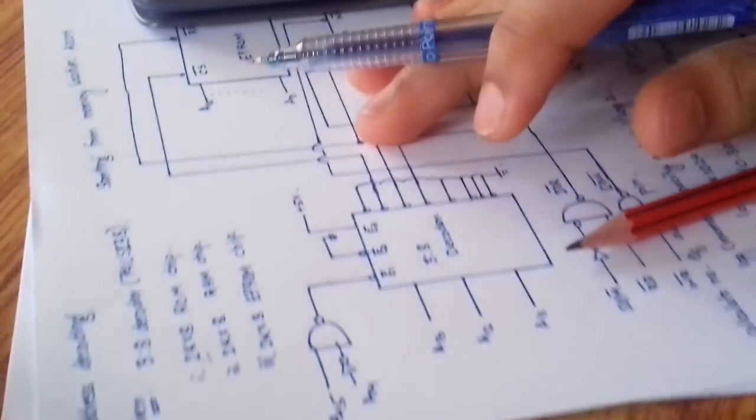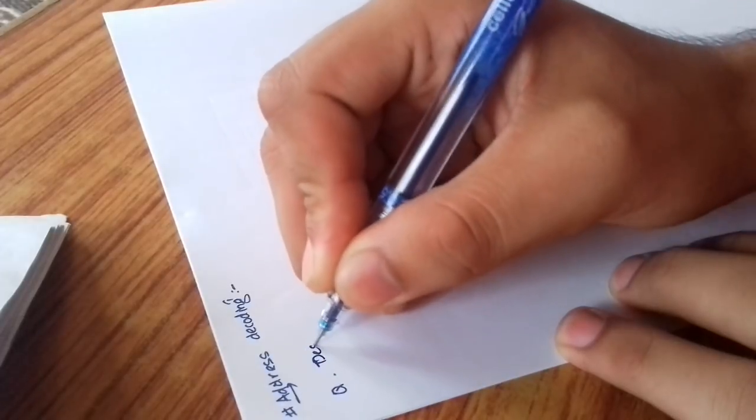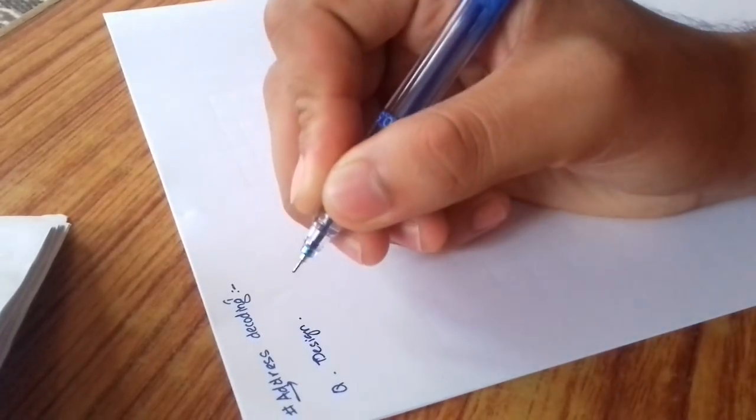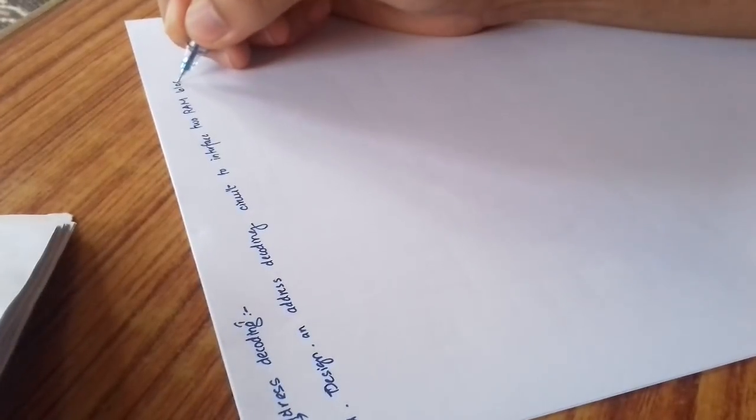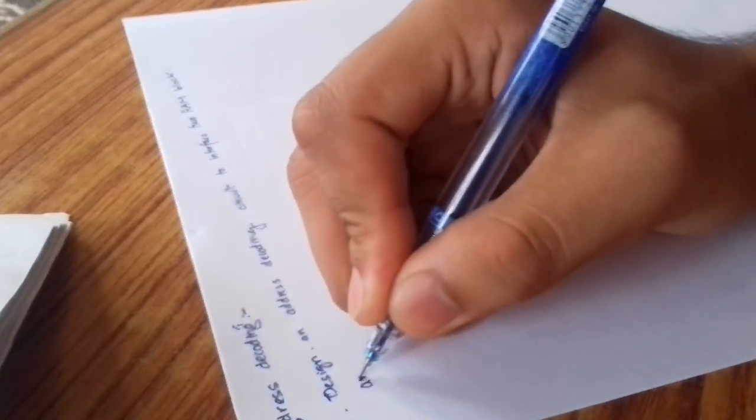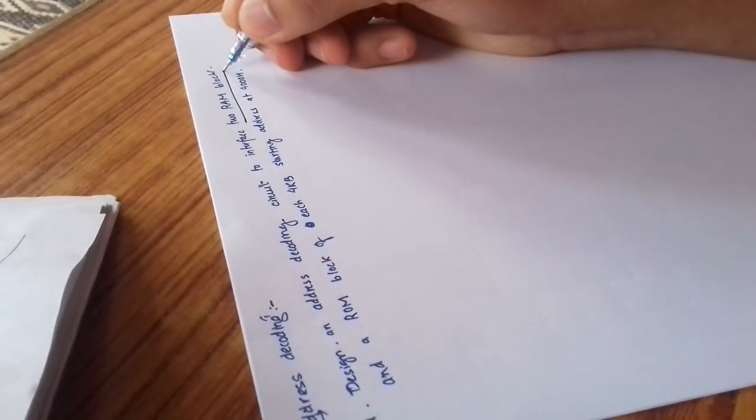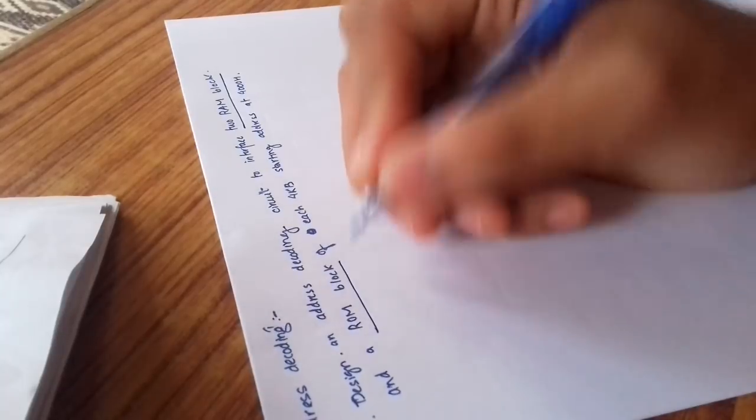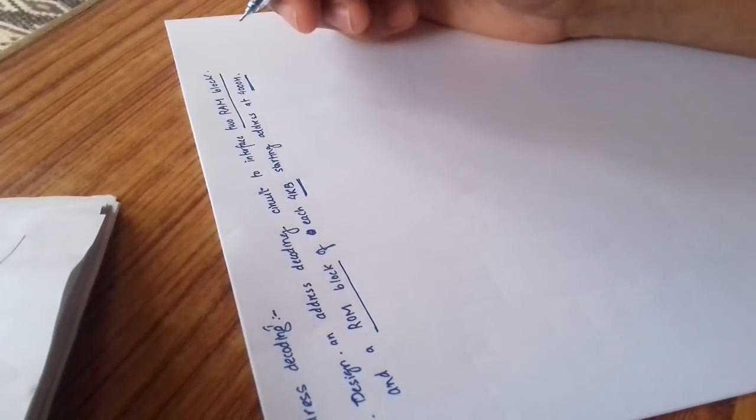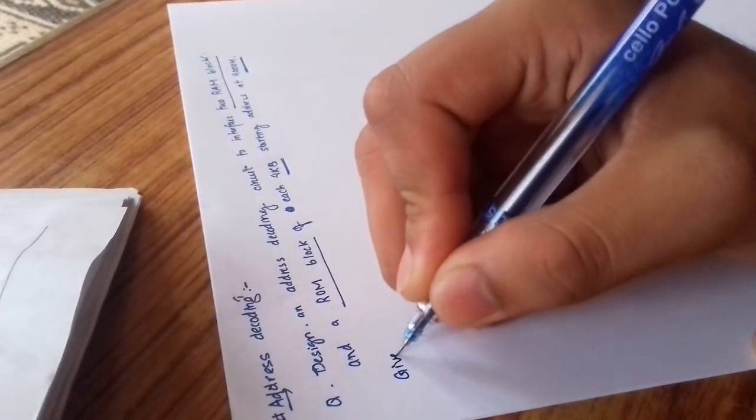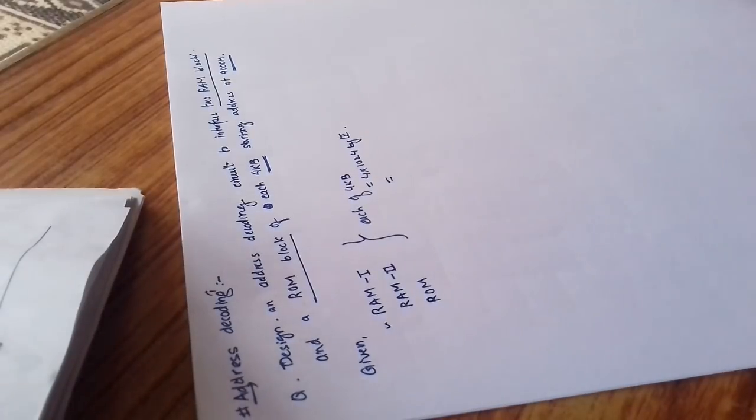Everybody, in this video we'll discuss address decoding. The question is given in the description section below. In this question we are given two RAM blocks and a ROM block, each of 4 KB, and the starting address is 4000H. So we'll note all those given items.